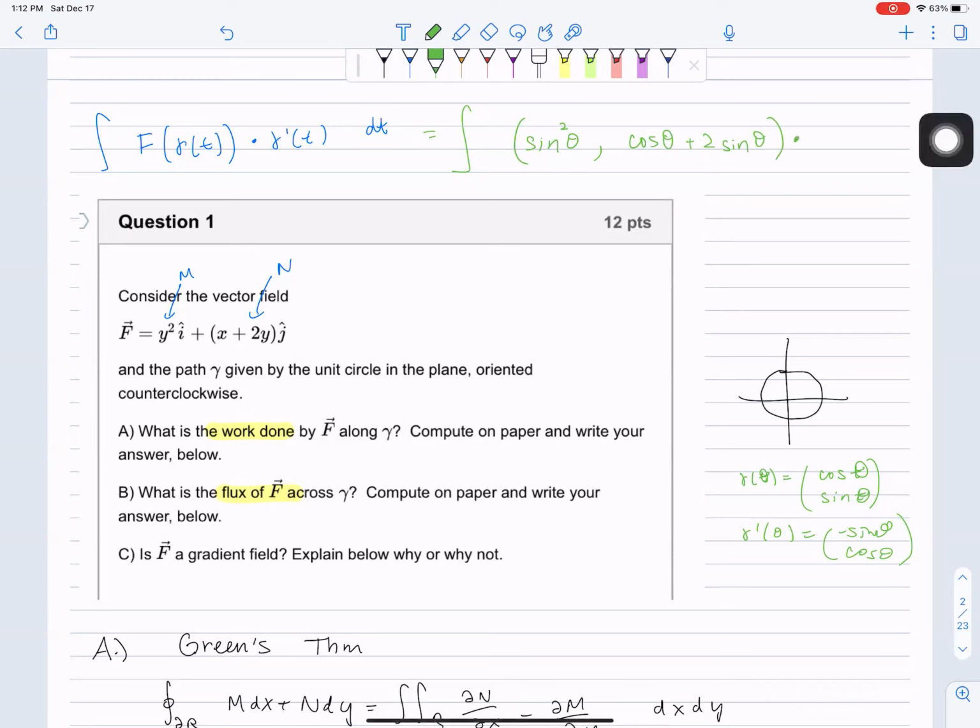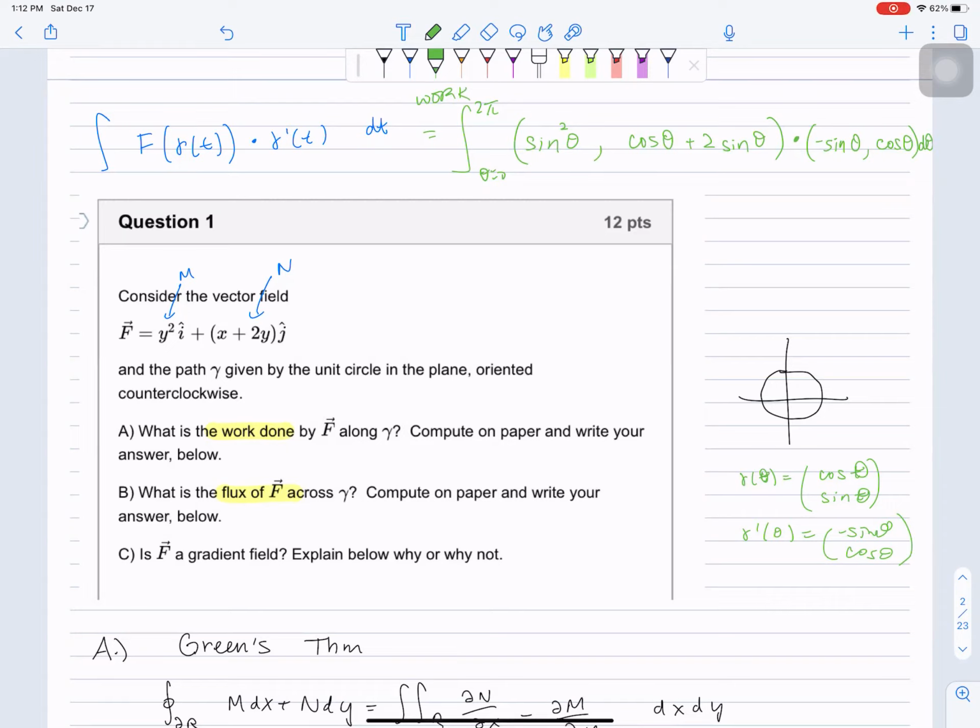Then dot product it with these hat things, which are telling you what you want to multiply by, like which derivatives. I should multiply by the derivative of the x component, which is negative sine, and the derivative of the y component, which is cosine d theta. And I guess theta would be 0 to pi. So that would be for work.